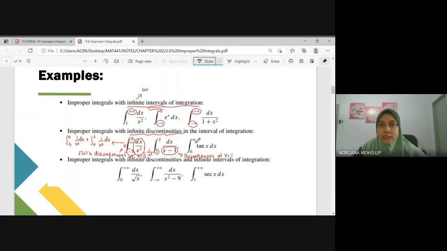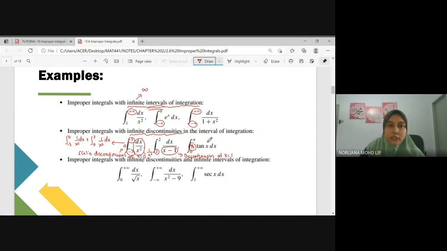And the third one, the integral of tangent x. For tangent x, we cannot find tangent of pi over 2. So we have to use the concept of improper integrals. We cannot solve this integral directly.